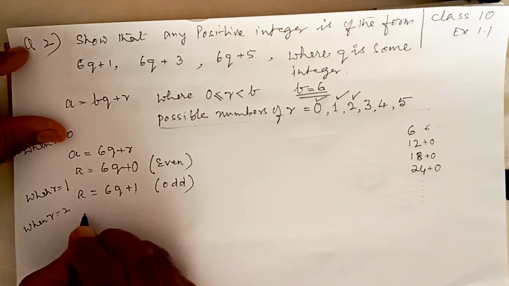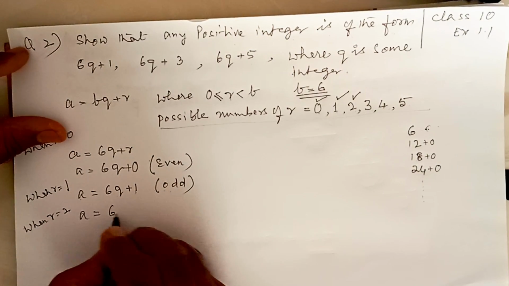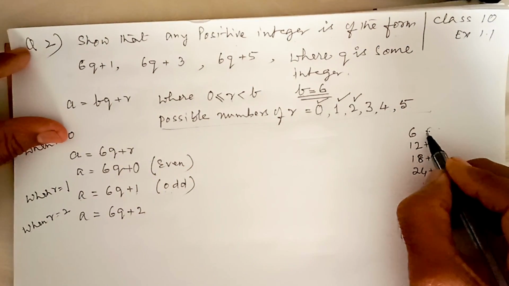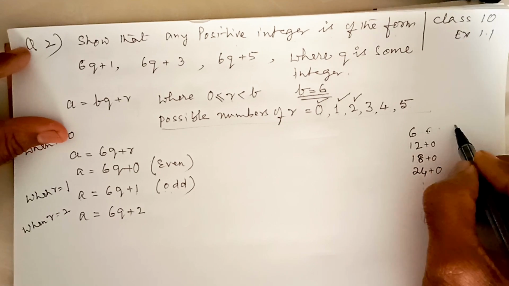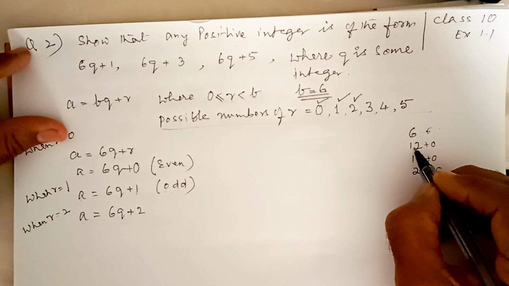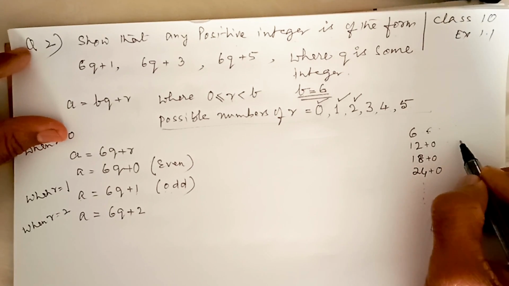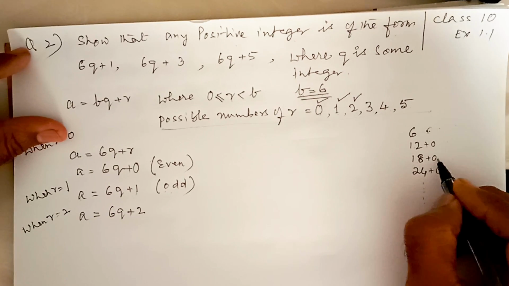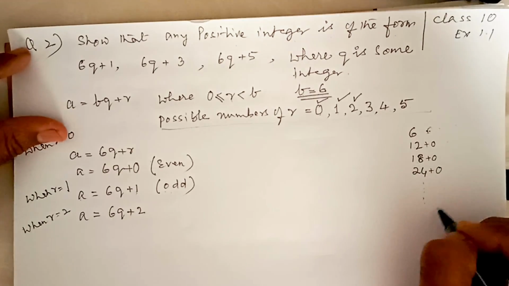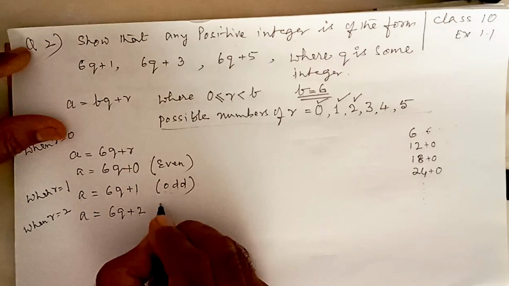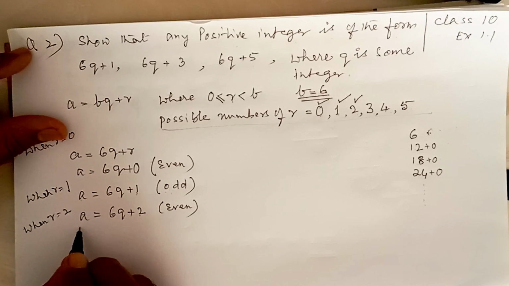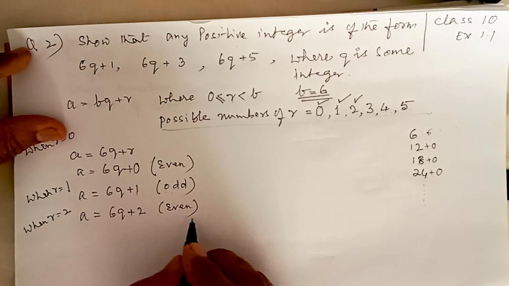So let us go for the third case when r is equal to 2. Yes, a is equal to 6q plus 2. Adding 2 to 6, you get 8, which is an even number. When you add 2 to 12, that becomes 14, which is an even number. When you add 2 to 18, it becomes 20, which is an even number, likewise. So by adding 2, you get only even numbers. The a becomes an even number.